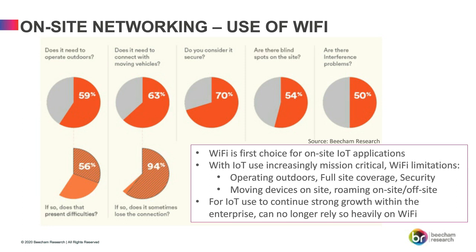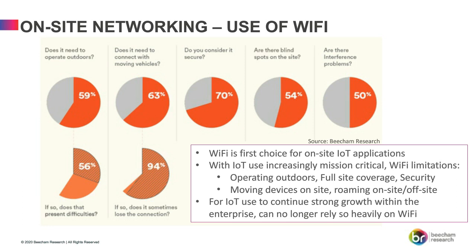And then, do you consider Wi-Fi to be secure? Well, 70% thought that it was secure. Now, you might think that that's quite high, but actually that's not very high when you think that what you need is 100% security. So it's relatively low. Are there blind spots on the site? And 54% said that there were blind spots. There were areas where they couldn't get signal, and they might need to for particular applications.